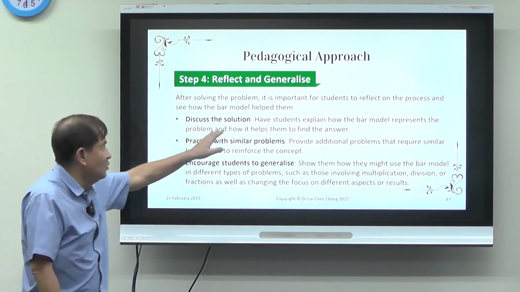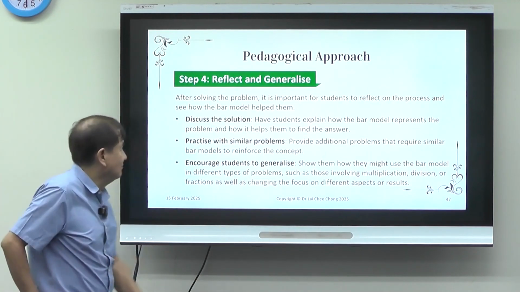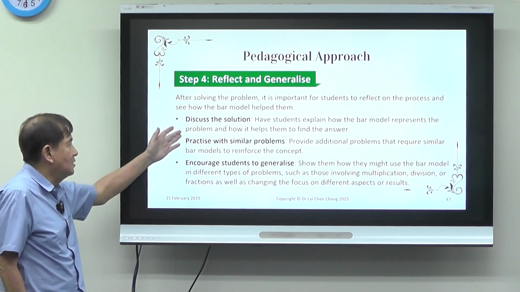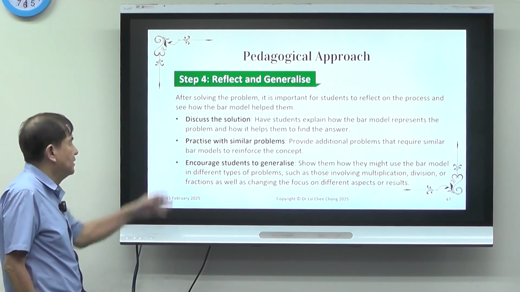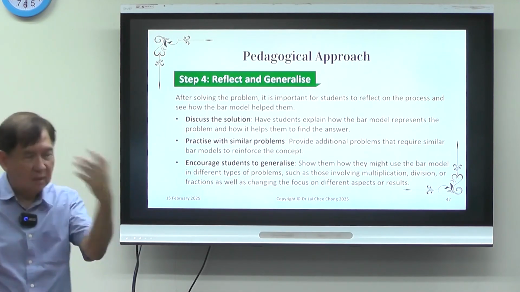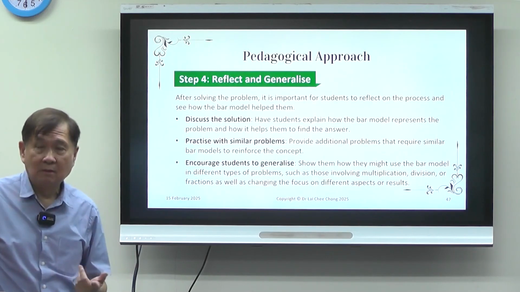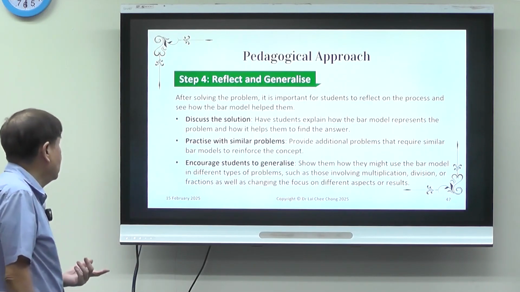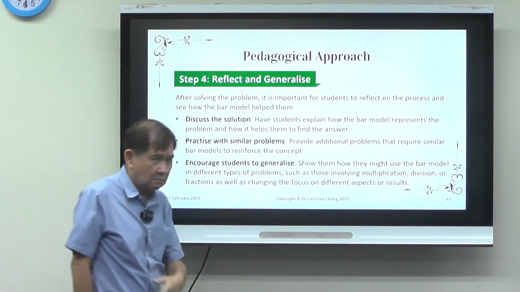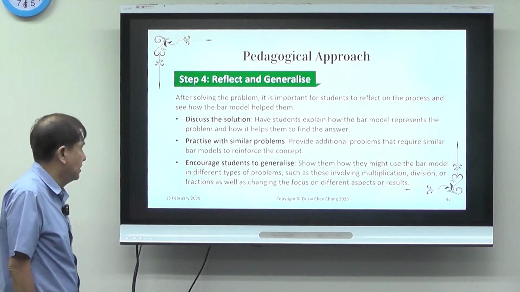It's important for students to reflect on the process, what they have done. That's important. Spend some time, ask the student to explain how the bar model represents it. Tell them, just like what you're doing now. Okay, tell me, how do you think about it? Show your thought process. That's how students are supposed to learn. How the bar model helps them to find the answer. Then tell you verbally. That's in the teaching process.